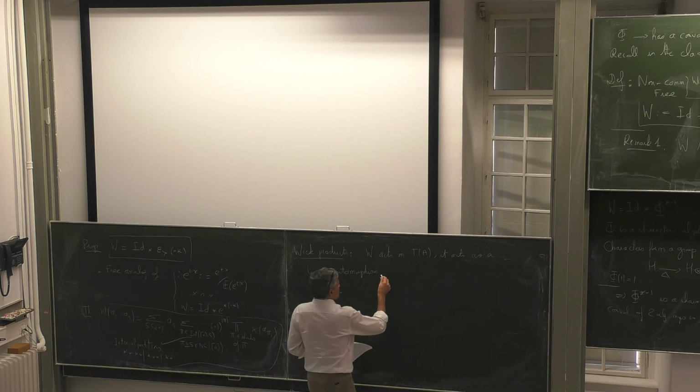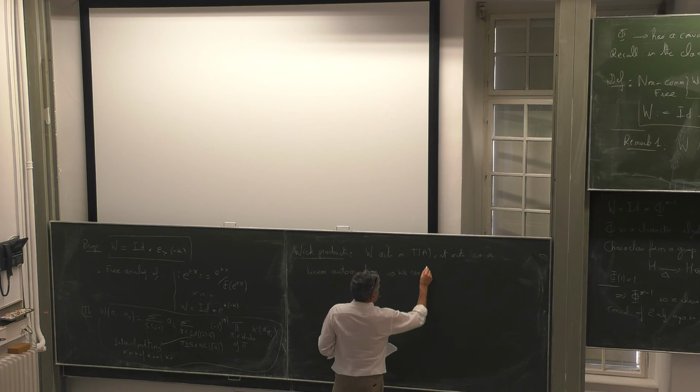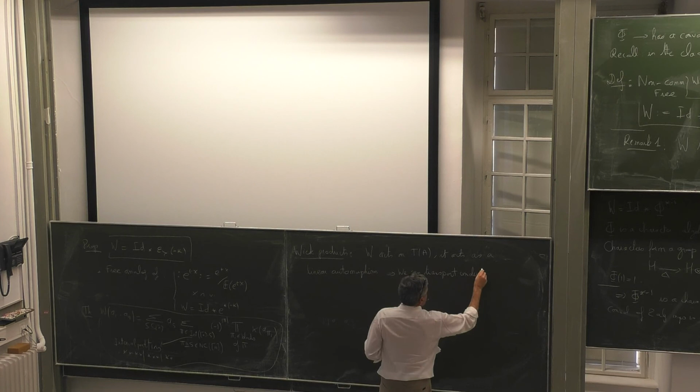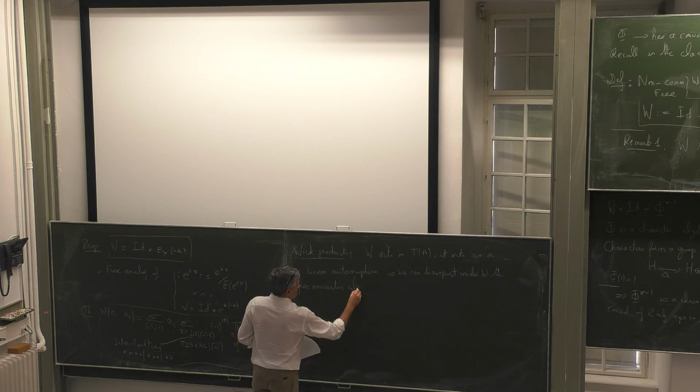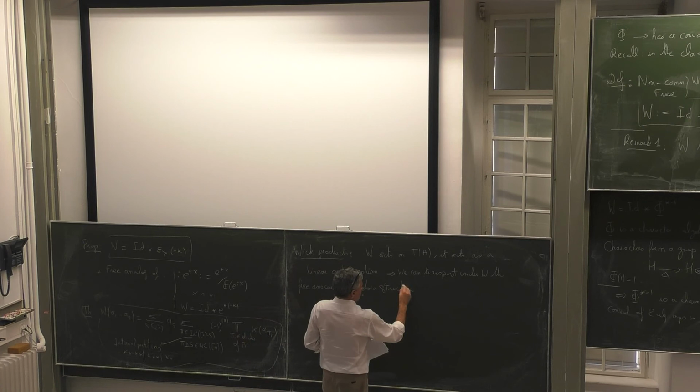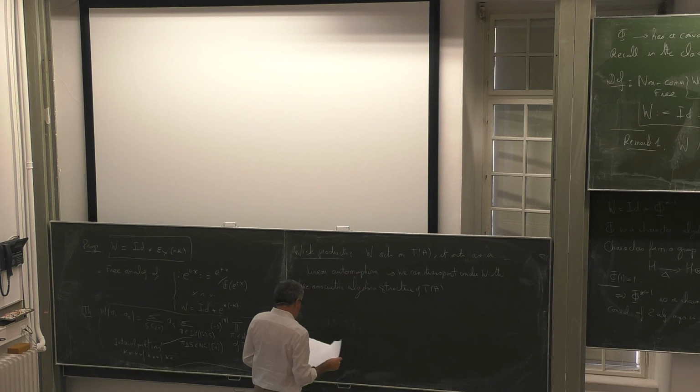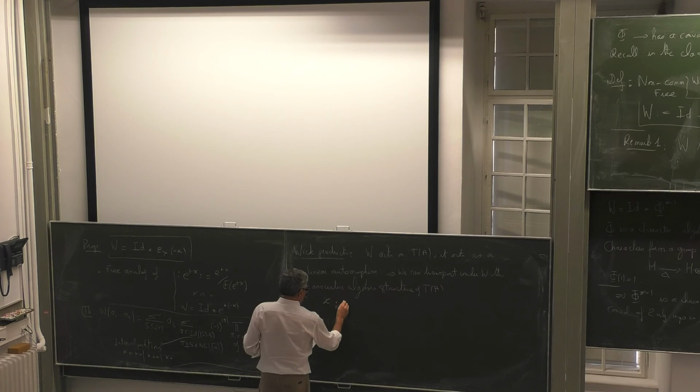In particular, we can transport, under the action of W, the algebra structure of the tensor algebra, so the free associative algebra of A. And so if we do so, we get a new product on T of A.